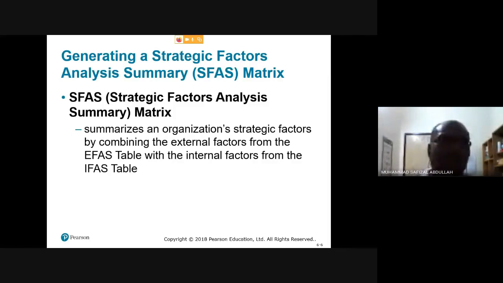Now in this chapter, I introduce you to another table that is called the SFAS. All right, class, what is an SFAS? SFAS is the strategic factors analysis summary. When I say strategic factors, they must consist of these four categories: S, W, O, and T. So technically, what does it mean? It means that we are combining the EFAS and the IFAS table together into one new matrix. You get that? All right, example is this.